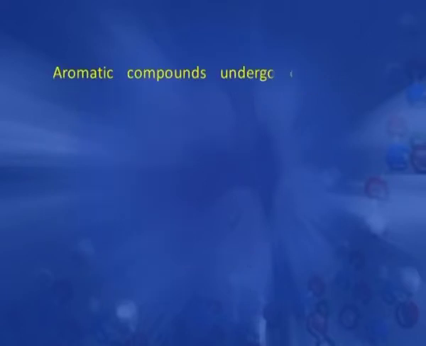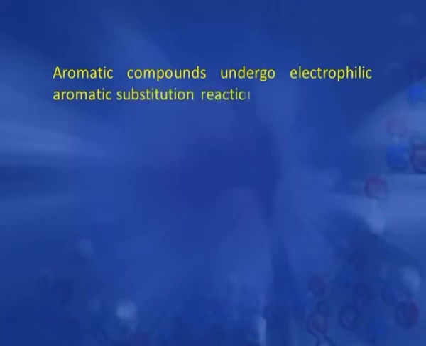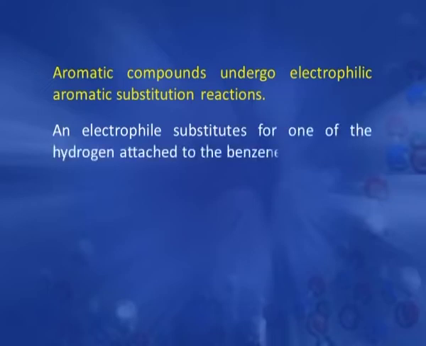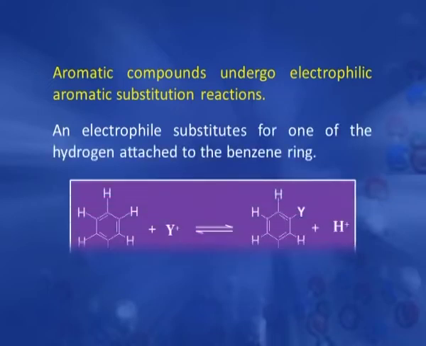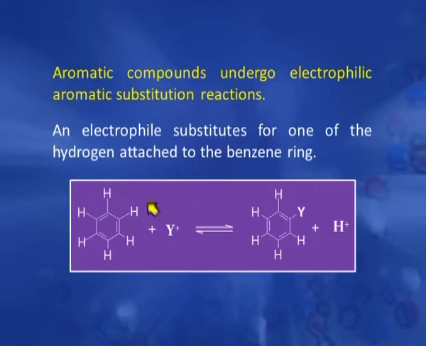So, we know all aromatic compounds undergo electrophilic aromatic substitution reactions. In the last lecture, we have seen this also. Here you can see this is a benzene ring and this is an electrophile. If we react this electrophile, it substitutes one of the hydrogens from the benzene ring to give the substituted product.